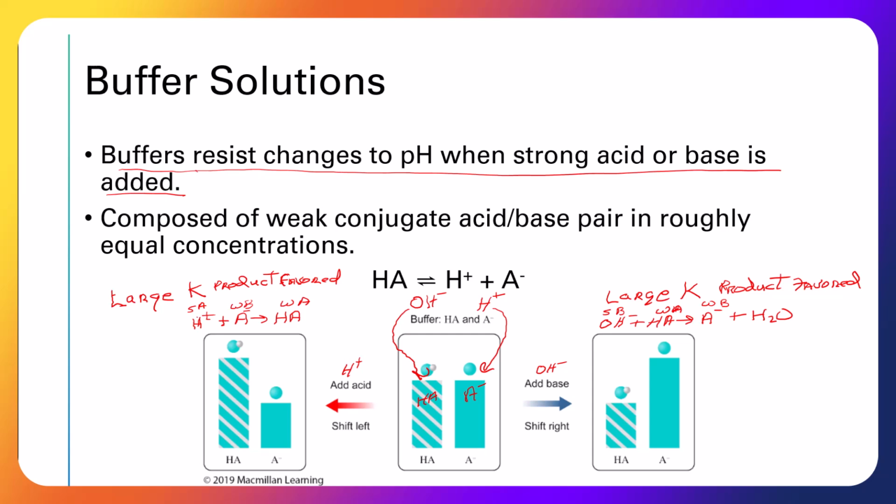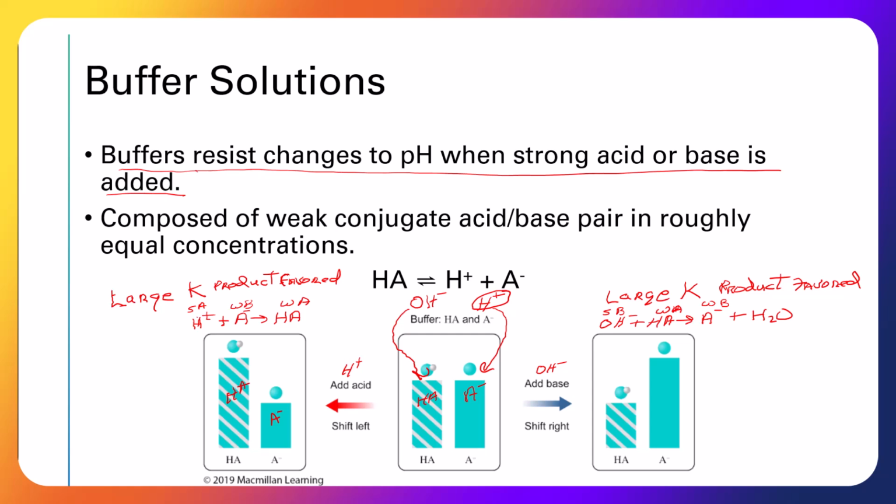Here's your buffer, and your best buffer is going to have roughly equal amounts of weak acid and conjugate weak base. Upon the addition of, let's say, a strong acid, acids react with bases. And so the strong acid will react with the weak base in the buffer. It will drive the reaction to the left, making more of the HA. And consequently, since the weak base is reacting with the addition of the strong acid, you'll have less of the weak base at that particular point.